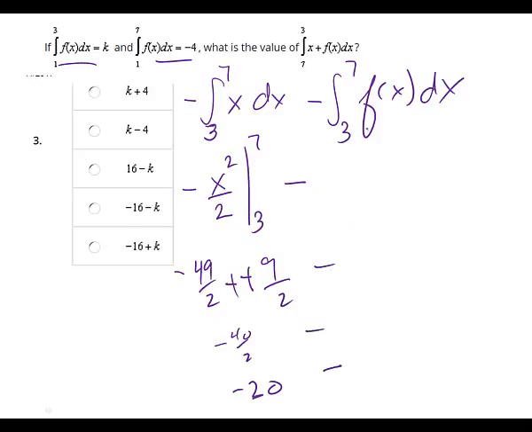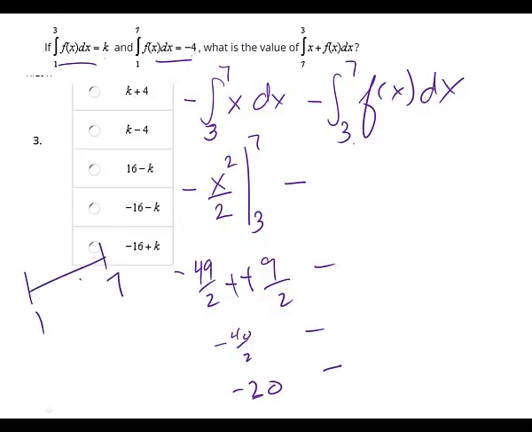All right, so what this is saying is that I know when I integrate from 1 to 7, I get negative 4. And when I go from 1 to 3, I get k. Okay, so let's think about that. All I really want to get, though, is from 3 to 7. So think about that on a number line.